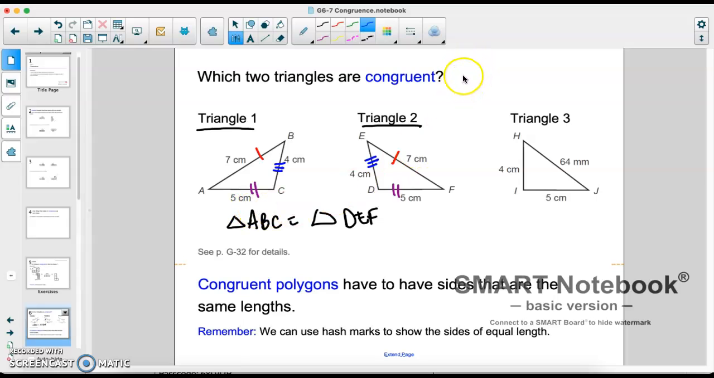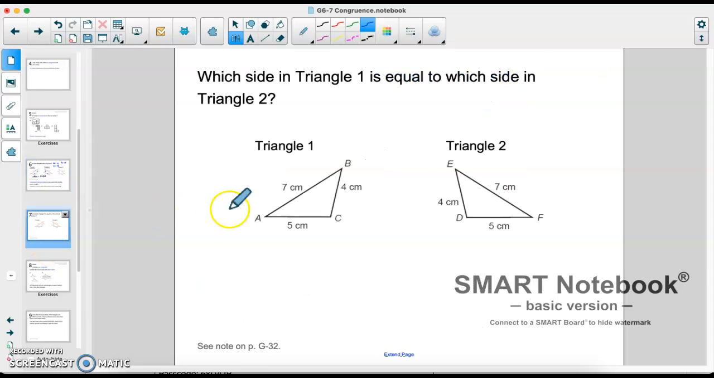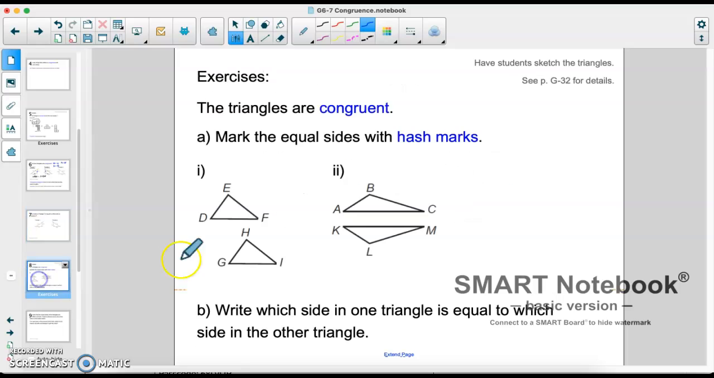So we would say then that AB equals EF. We could say that BC equals ED, and then we would say that AC equals DF. That's how we would show the side lengths. Okay. We've already talked about that one, so I can just skip ahead.